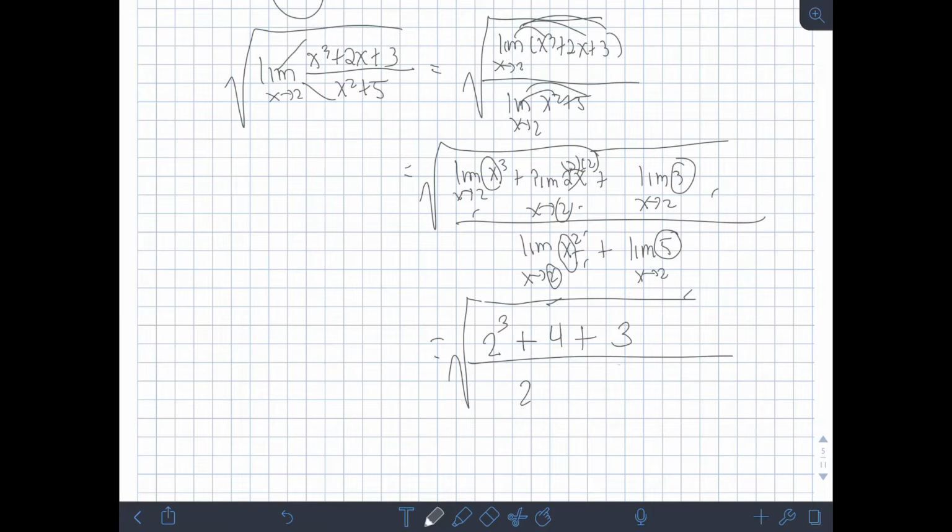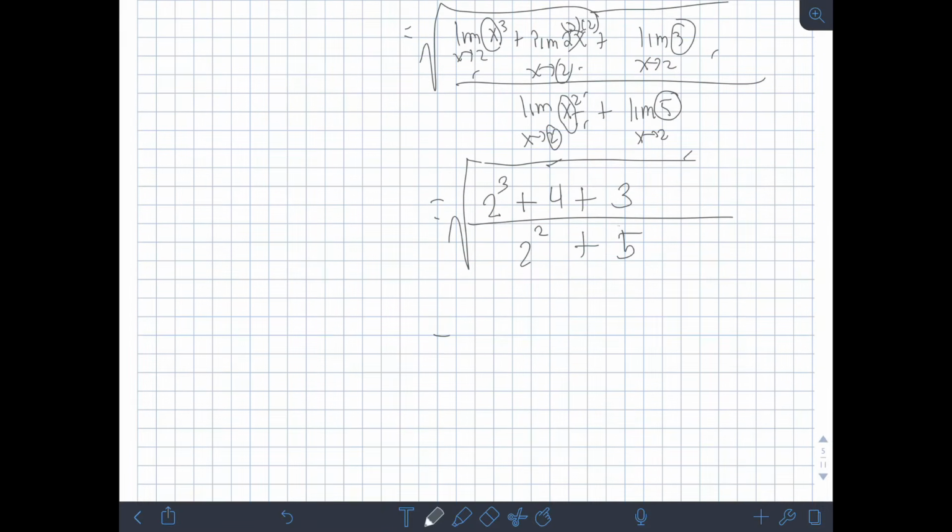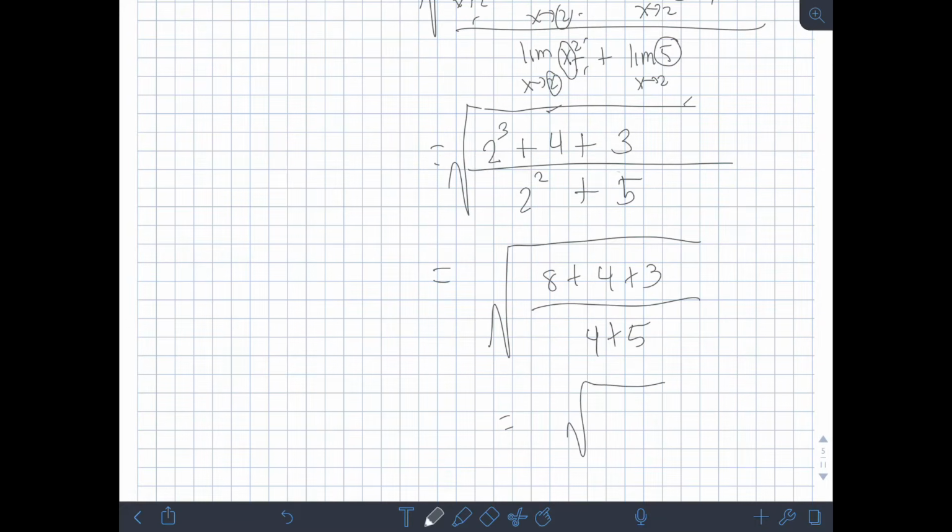So, therefore, 2, and then square lang din natin with applying limit theorem 8. Plus, limit of 5 as x approaches 2. So, since constant lang yung function natin na 5, automatic ang limit niya ay 5 din. Okay? So, therefore, simplify na lang natin tong expression. Square root of 2 cubed is 8, plus 4, plus 3, over 2 squared is 4, plus 5. So, we have square root of 8 plus 4 plus 3 is 15, over 4 plus 5 is 9.